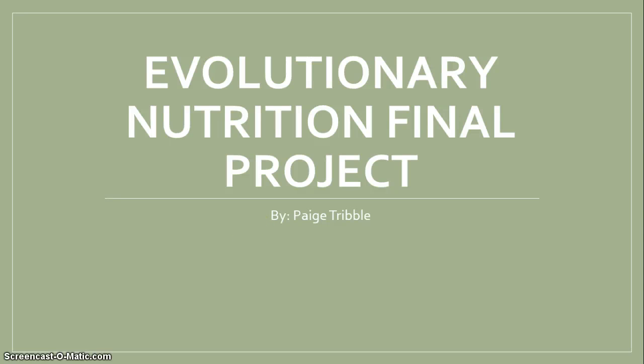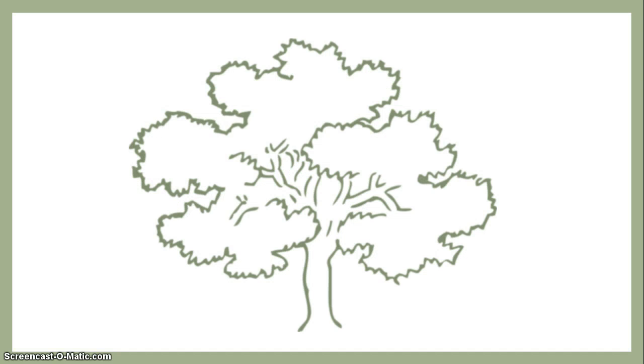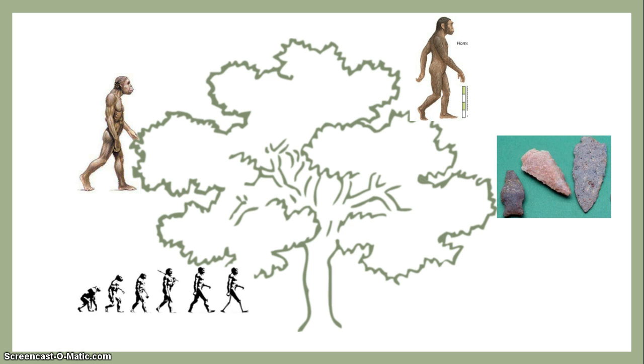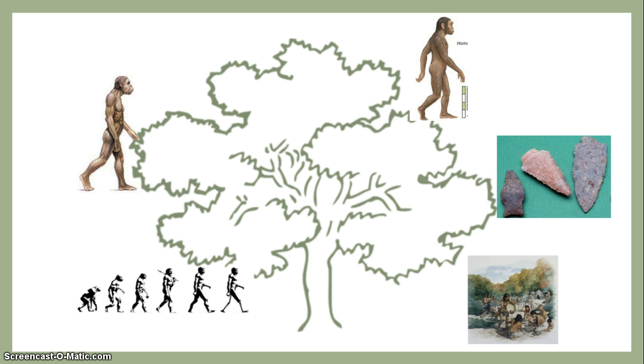This is my evolutionary nutrition final project. There are 5 major hominin transitions: the rise of bipedalism, the Australopiths and their adaptations to meet their energy needs, the early Homo evolution, archaic hunter-gatherers, and the evolution of language, culture, and cooperation among modern humans.